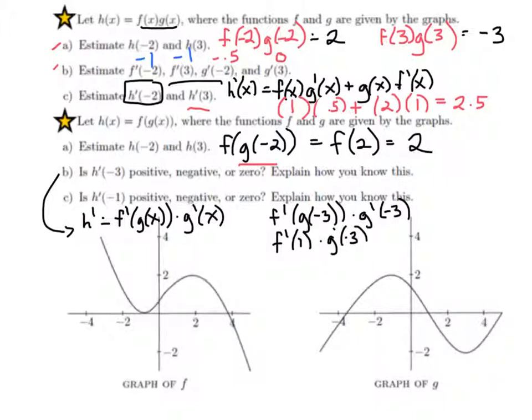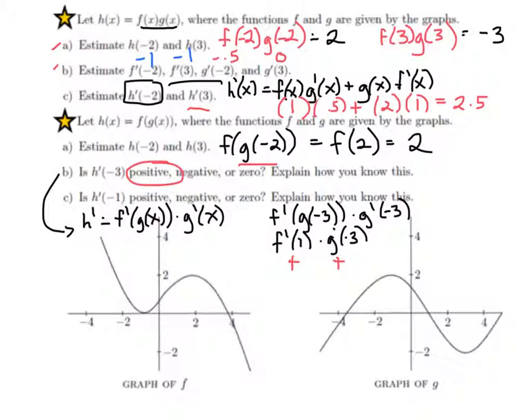Well, now remember, this is asking for slope. So for me, I look and I say, well, f prime of 1, this is a positive slope right here. Just going to put a little positive. G prime of negative 3, that's a positive slope. Positive multiplied by positive is positive. Now we can do the same thing.